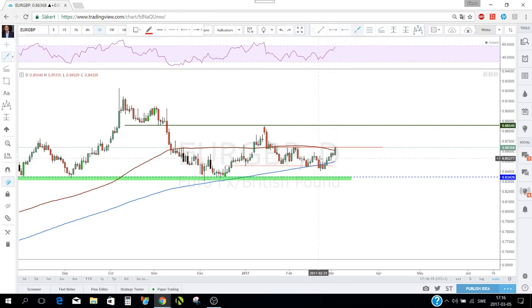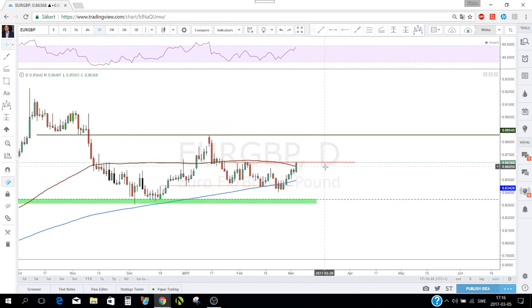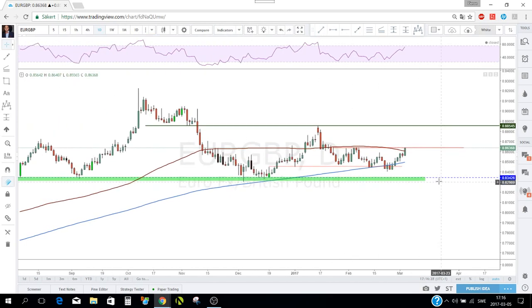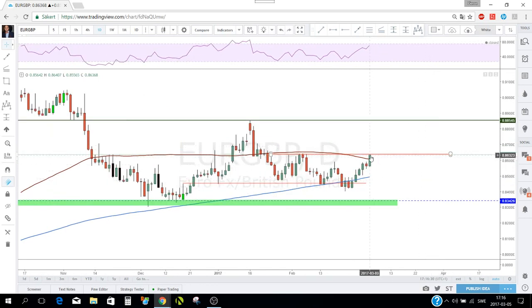I was looking for this structure last week to try to go long from back down here, but price found support much earlier. For next week, you should be looking at how price will react at this level, because we have a hidden divergence ongoing.